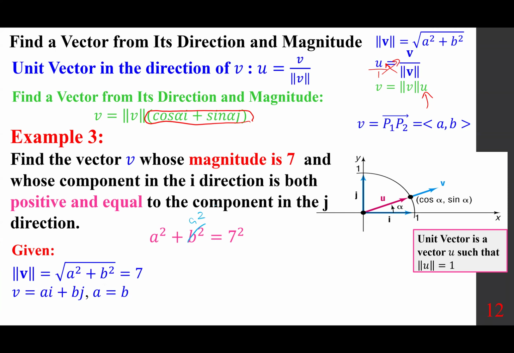we are dealing with 2a squared equals 49, divided by 2. Take a root. A becomes the square root of 49 divided by the square root of 2.